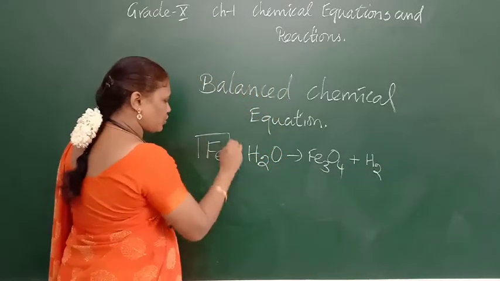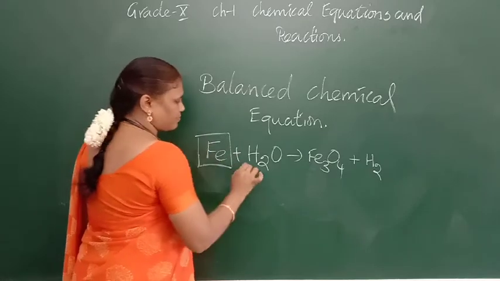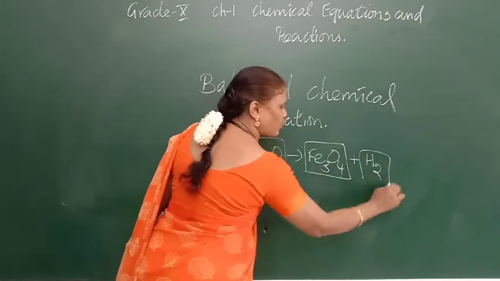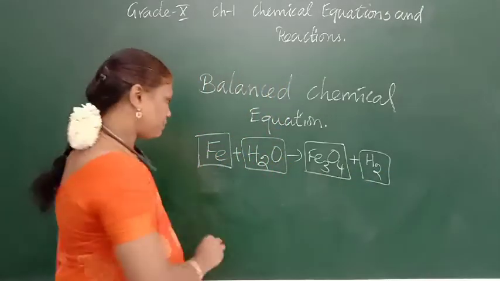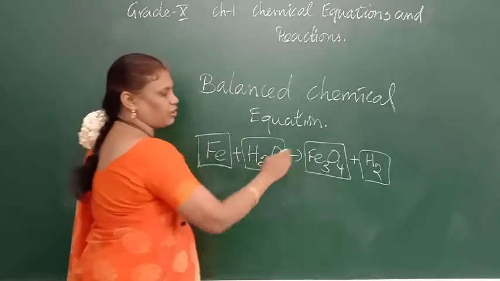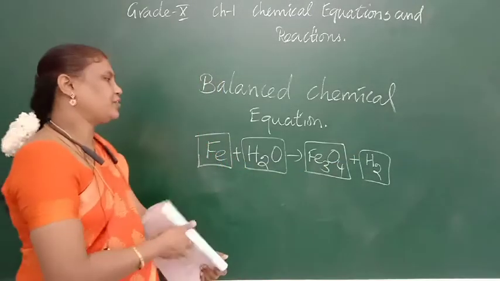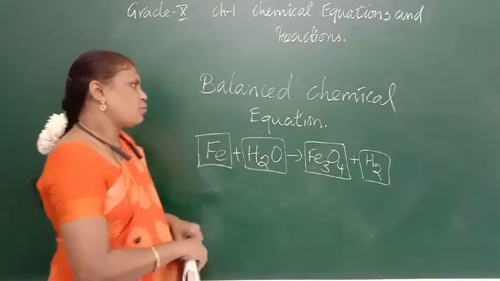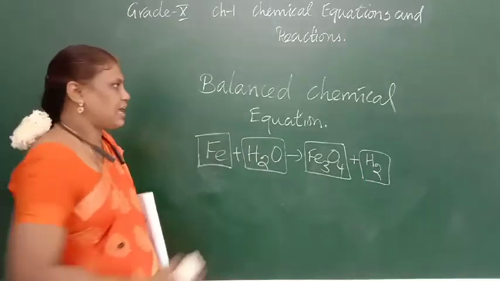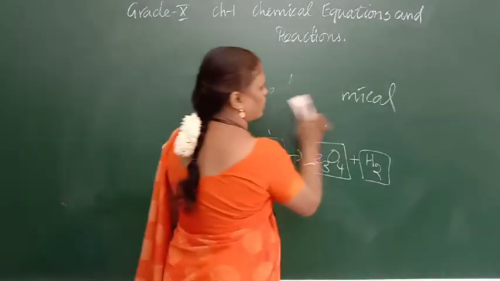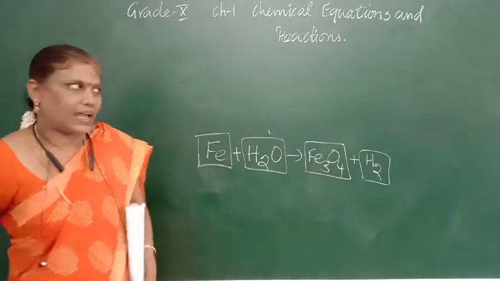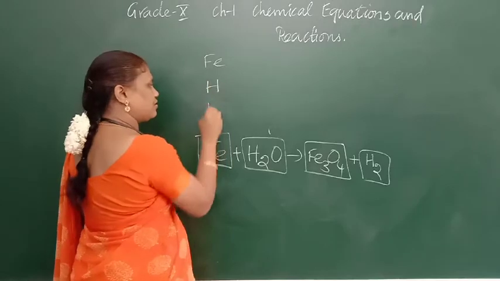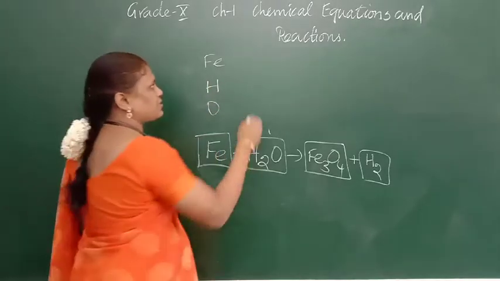What is the first rule? You have to put a box, and you should not touch the formula. You can only put numbers before the molecule or an element. First rule is you should draw the box. Then I have to write the elements that are present. Here, these are the elements present.